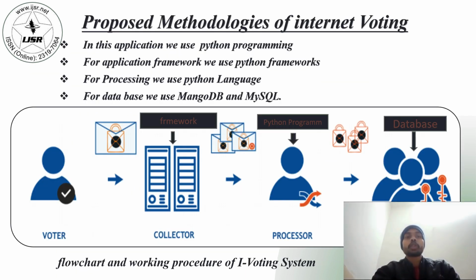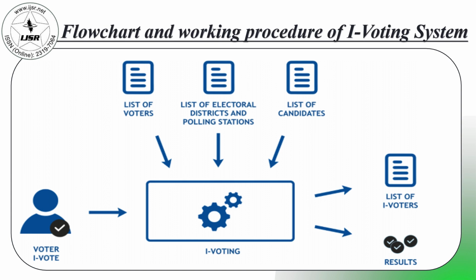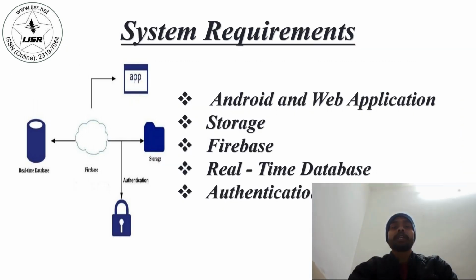This is the proposed methodology for internet voting. We use the Python programming language and Python frameworks, and the databases are MongoDB and MySQL. Here is the flowchart and working procedure for the internet voting system. Some requirements of our project: Android and web application, storage, Firebase, real-time database, and authentication for security.